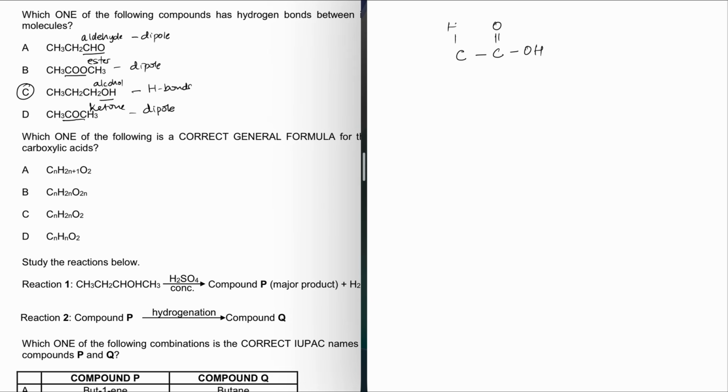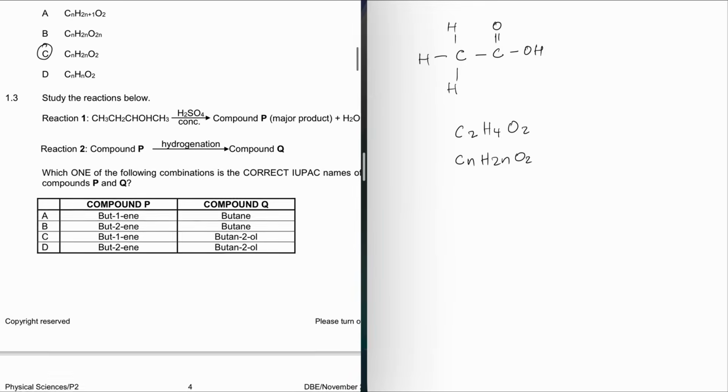Then there's going to be a hydrogen here, and a hydrogen here. In this case, the formula is C2H4O2. So this can be simplified as CnH2nO2. And so the answer then is C.